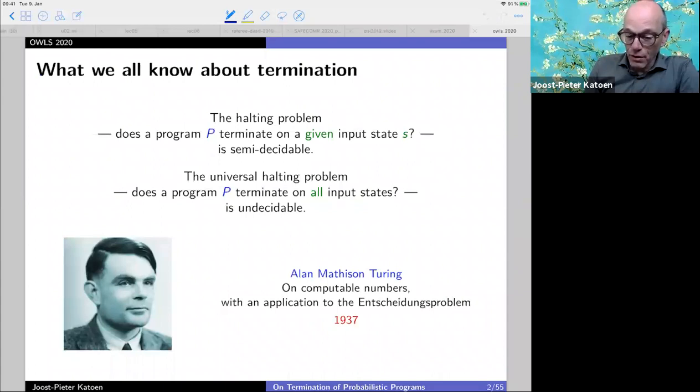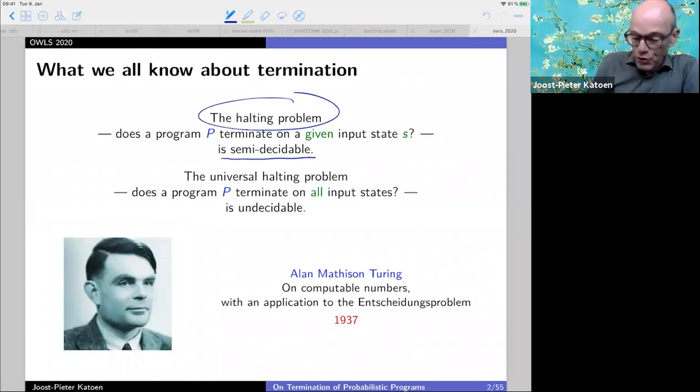So what do we know quite a bit about termination? First of all, we are all familiar with what is called the halting problem. We are given a program, given an input state S, and we want to know, does a program terminate on that specific input? And we know that this is recursively enumerable, so semi-decidable. If we then look at the universal halting problem, that means, does a program terminate on all possible input states? Then this actually is undecidable. And these are well-known results, amongst others, reported already by Turing in the late 30s.